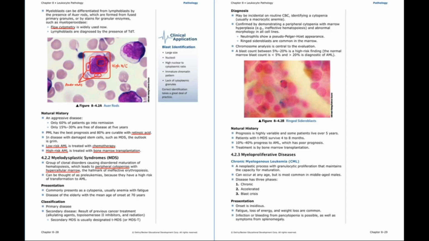The myelodysplastic syndromes usually present as cytopenias, and most common is anemia, which of course presents with fatigue. This is a disease of the elderly, and it presents at a mean age of 70 years. Myelodysplastic syndrome can be primary, but it can also be secondary to previous cancer treatment. Alkylating agents, topoisomerase II inhibitors, and radiation are all well-recognized causes. Secondary MDSs are usually designated as tMDS or MDS-T.